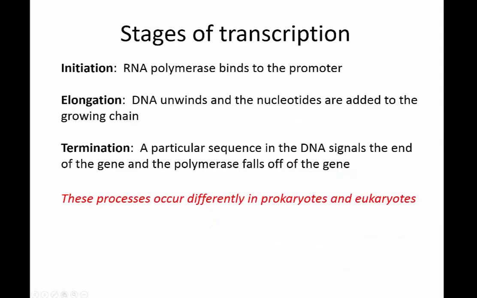So there are three stages of transcription: initiation, elongation, and termination. And these processes are very different in prokaryotes and eukaryotes. We're going to talk about all three of those processes, first of all in prokaryotes and then in eukaryotes.